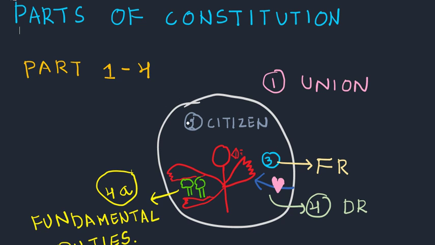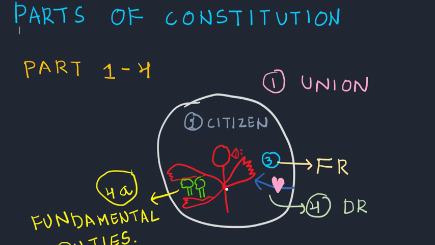Let's consider this big circle to be a union, okay, which is part 1. Inside the union, you'll find citizen, which is part 2. Now, the country has given us the fundamental rights and directive principles to its citizens. So, fundamental rights is part 3 and directive principle is part 4. I use this heart symbol to animate it more so that you can remember it more clearly.